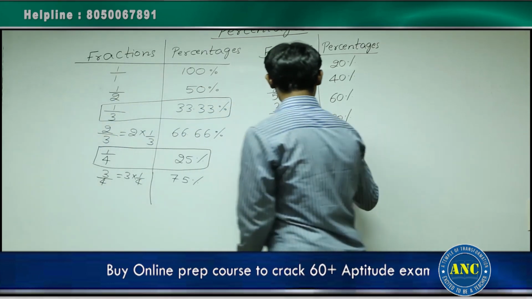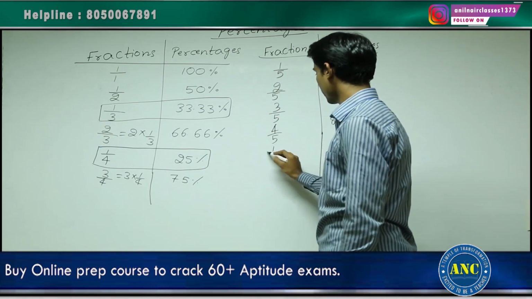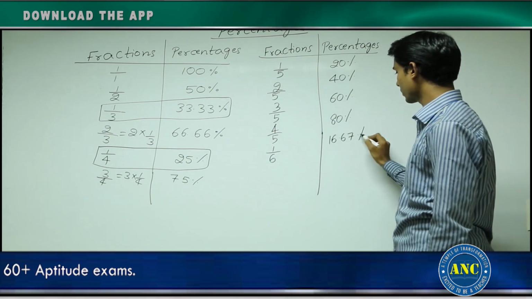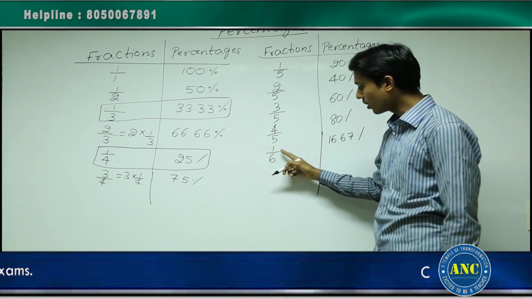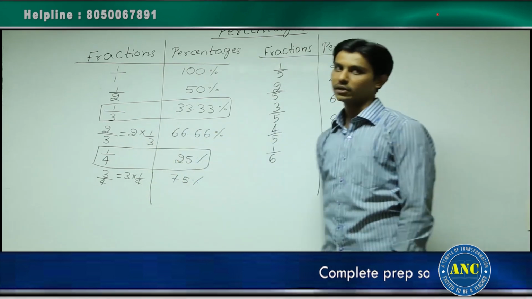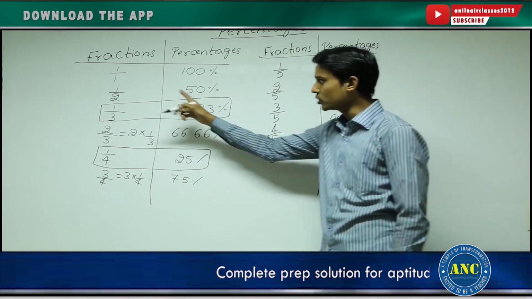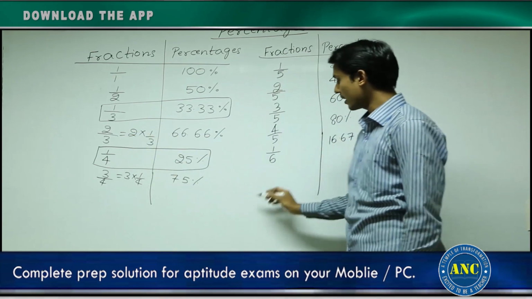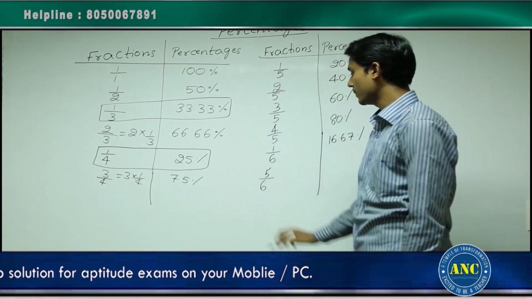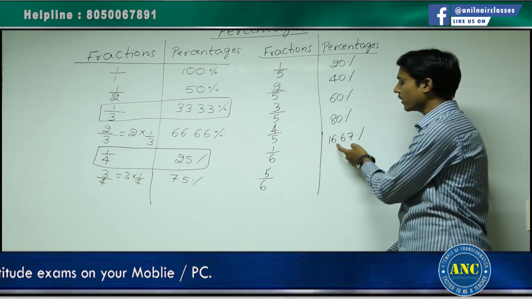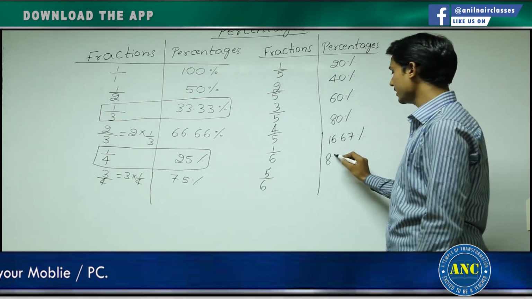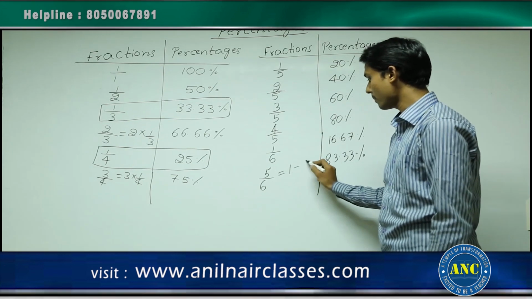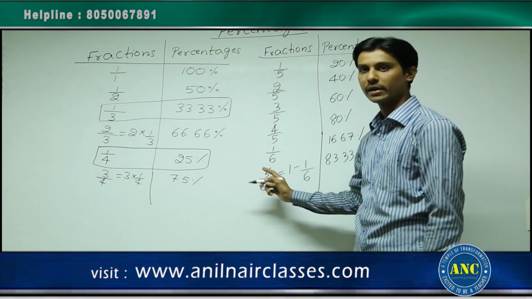Next, see here. Again if I increase my denominator, it becomes 1 by 6. 100 by 6 is 16.67%. Next if I increase the numerator, 2 by 6 is 1 by 3. It is already written. 3 by 6 is 1 by 2. Already written. 4 by 6 is 2 by 3. Already written. Again if I increase my numerator, it becomes 5 by 6. 5 by 6 is 5 into 16.67. It is 83.33%. Or I can also write 5 by 6 as 1 minus 1 by 6. 1 minus 1 by 6 is 5 by 6 only, right?